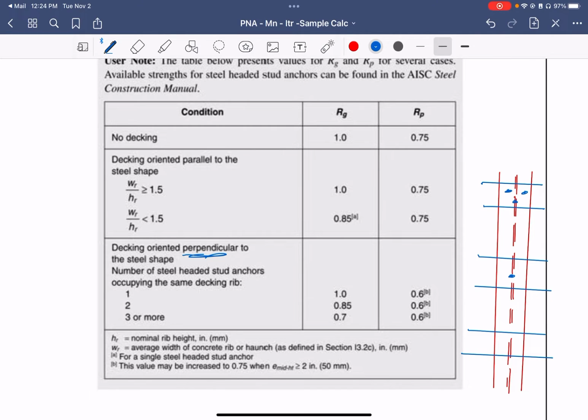Just imagine this, it's not exactly proportional, but if you have an entire pizza, you get the whole thing. So what they do is give you a reduction. If you're sharing between two, usually it's like 50-50, but because you have more concrete around you, you'll get 85% of it. And if you have 3 or more, you get 70% of it. That's essentially what it's saying.